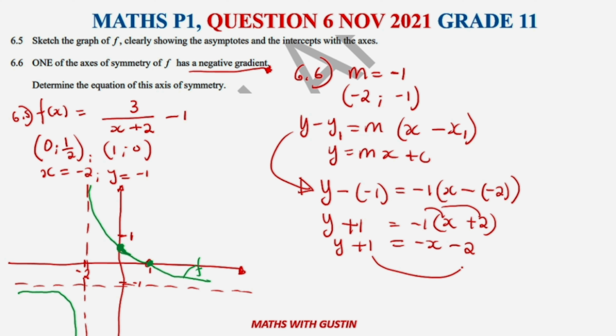Therefore, I'm going to take the y1 to that side. Therefore, our answer would be y equals negative x minus 2 minus 1. Therefore, our answer is going to be negative x minus 3. And that's how you would deal with a question like this one. This would be the equation of the axis of symmetry. Okay, moving right along.